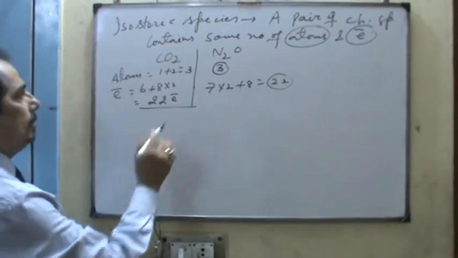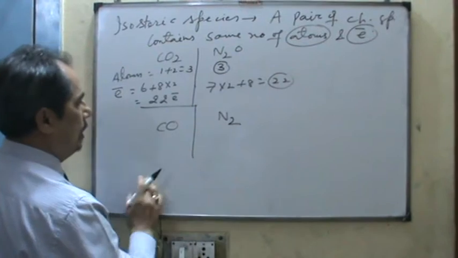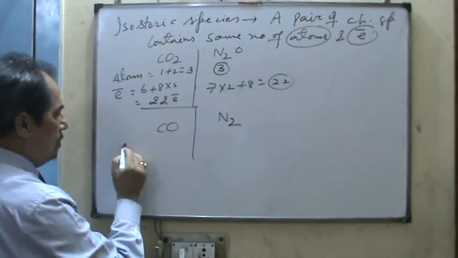I'll give you the other example. CO and N2. Right now, how many atoms are there? Atoms are 2.